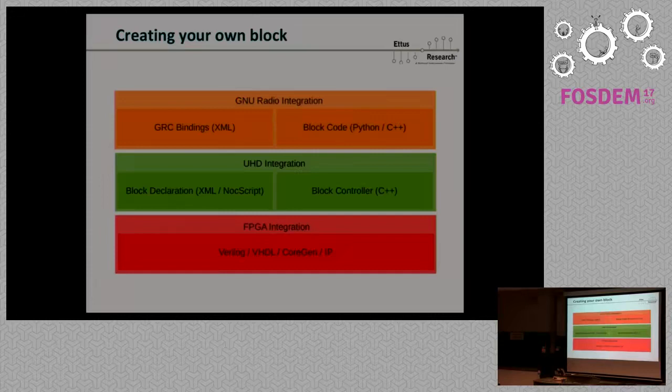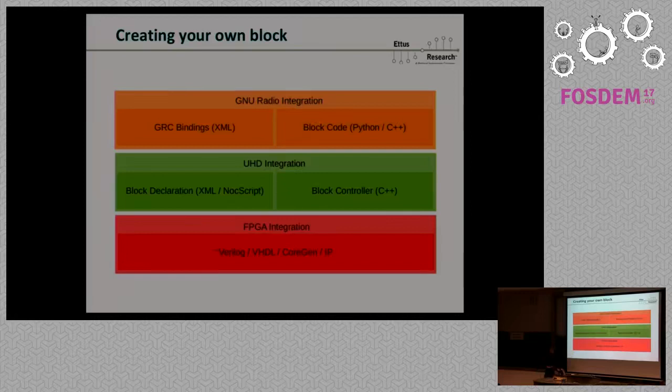So we have this beautiful image that we use a lot. This is called the RFNoC stack. Basically what you have here in different colors is the different interfaces that you're working with. So you have the FPGA, you have the UHD integration, and GNU Radio. FPGA is what you want to have in the hardware. So that is Verilog. That is what you want to code. That is going to be your IP.